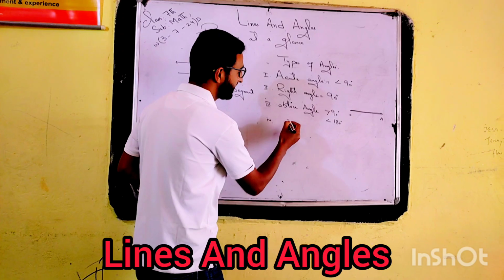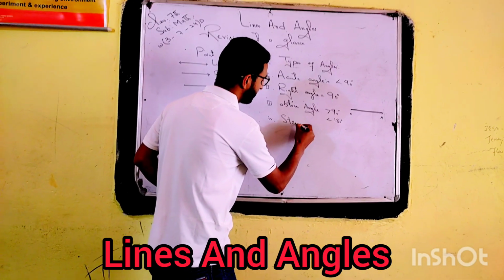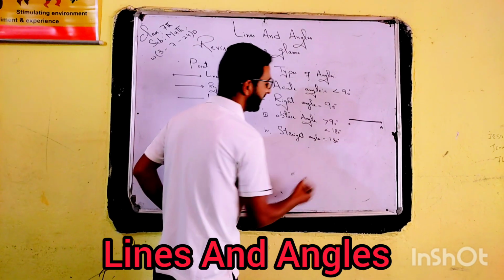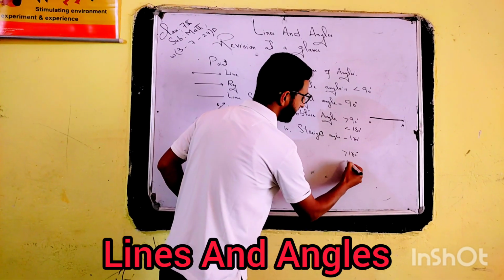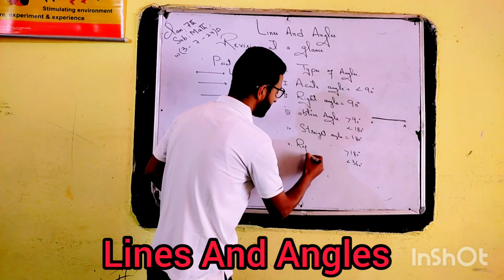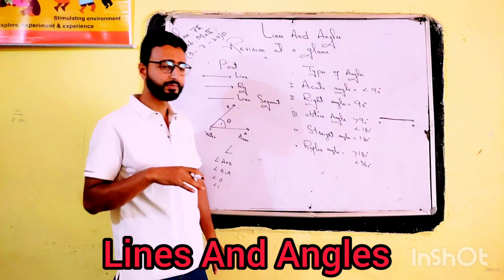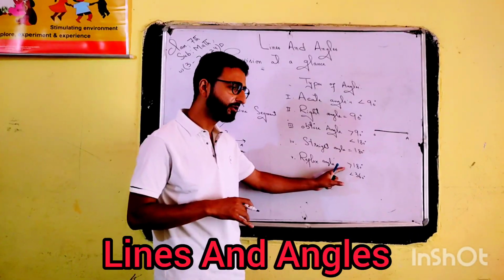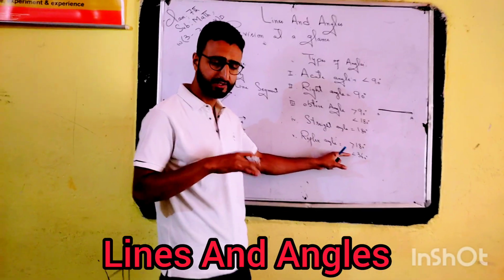Yes, sir. So when the angle is exactly equal to 180 degree, that is called a straight angle. So a straight angle is exactly equal to 180 degree, right? Now if the angle is greater than 180 degree but less than 360 degree, that type of angle is called the reflex angle. Yes, sir. So a reflex angle is any angle which measures greater than 180 degree but less than 360 degree. Can you give me an example of a reflex angle? 200 degree, 250 degree, 300 degree, 350 degree, right?